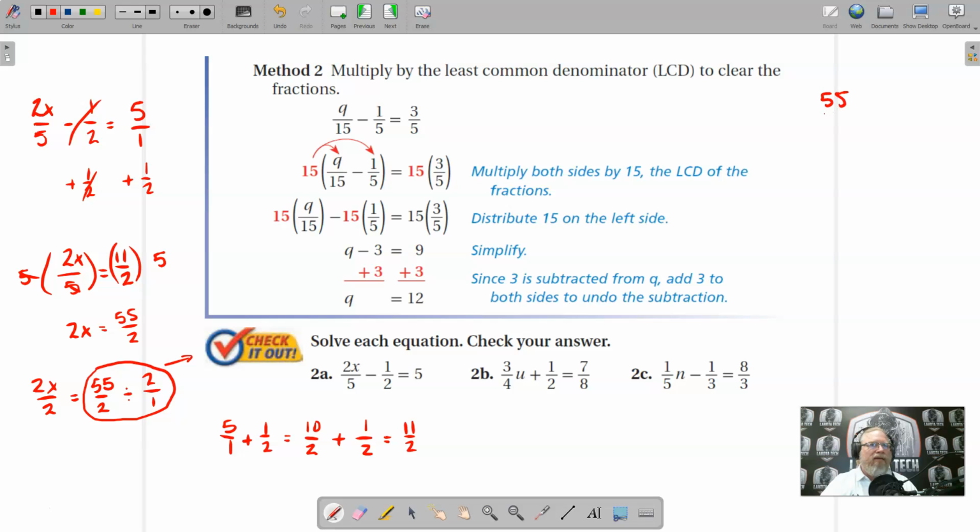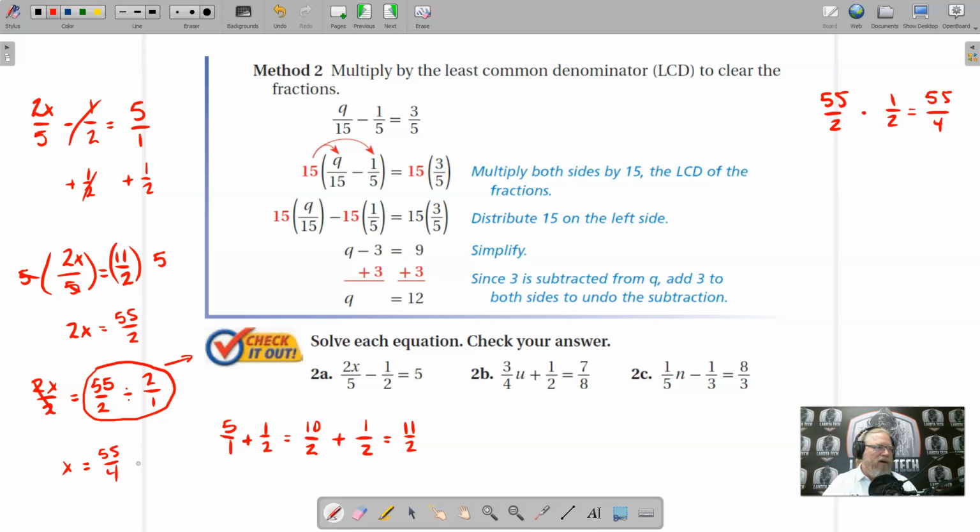So 55 over 2 probably would have been better to use the other method on this. Divided by 2 over 1. So we're going to use keep, flip, change. We're going to keep the first fraction, we're going to flip the second, and that's going to become 1 over 2. And we're going to change the division to multiplication. 55 times 1 is 55, and then 2 times 2 is 4. Now we would end up with the 2s over here canceling each other. We end up with x equals 55 over 4.